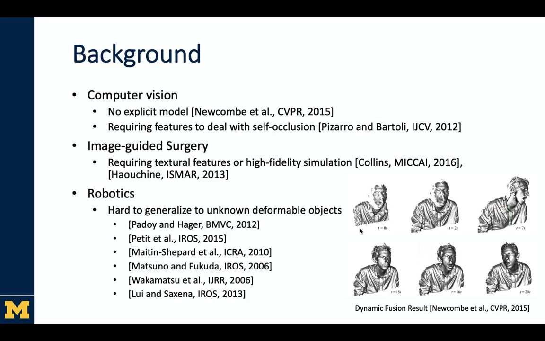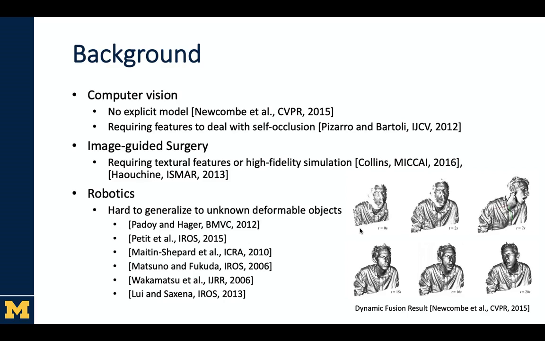Deformable object tracking has been started in computer vision community. However, they don't have an explicit model for deformable objects, which poses difficulty of using it in manipulation tasks. Because in manipulation tasks, you generally need a fixed size configuration of objects. As you can see from the right bottom figure, this is the result from dynamic diffusion by Newcomb. Also, to deal with self-occlusion for deformable objects, some work requires features on deformable objects. It's not realistic in manipulation tasks.